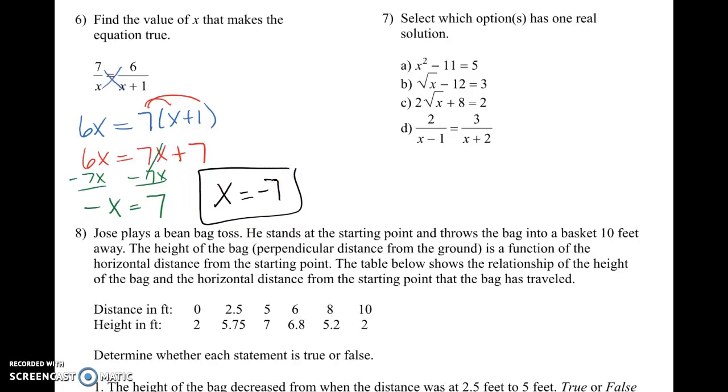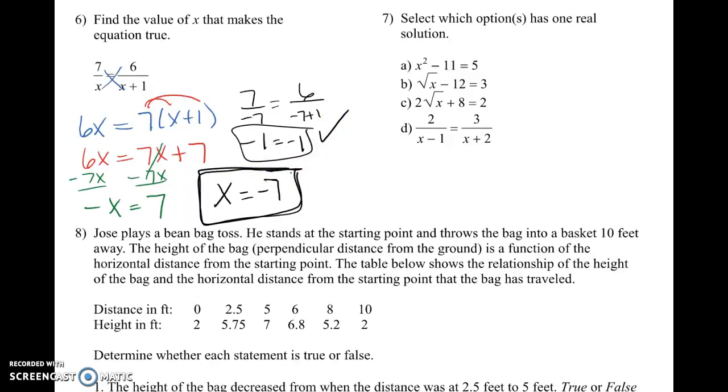And now I always like to check my answer, so plug that back in and see that you get a true statement. So 7 over -7 equals 6 over -7 plus 1. So this side gives me a -1, and this side here, let's see, -7 plus 1 is -6. So 6 over -6 is -1. It's true. So this is my solution.